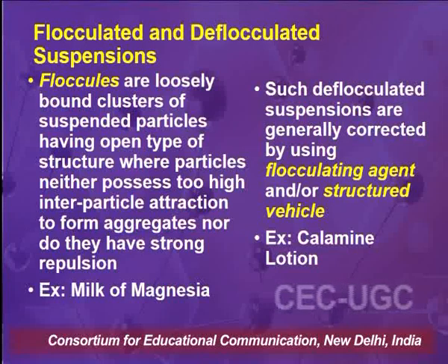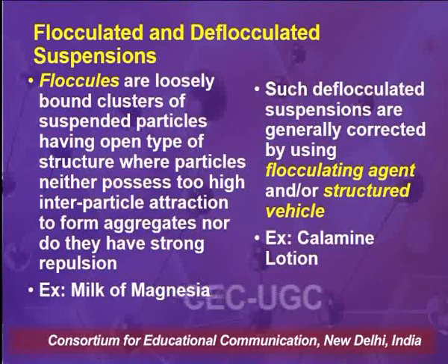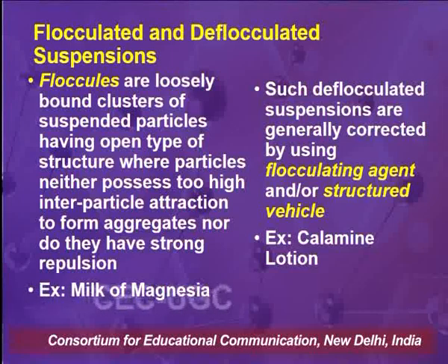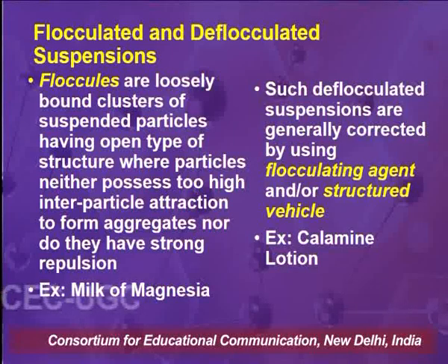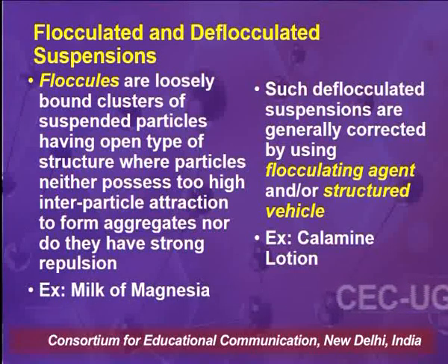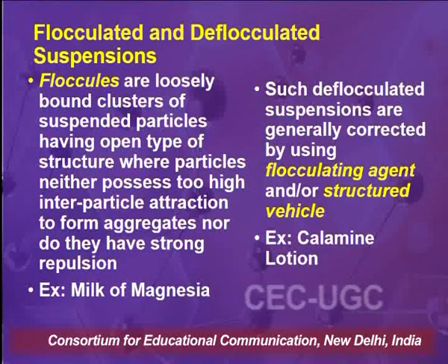In a flocculated suspension, the floccules are loosely bound. So on storage, the dispersed particles come closer to form loose floccules, and they form floccules because they help in making an open type of structure, where the interparticle attraction is comparatively low, and the aggregates formed will not have strong repulsion forces. The best classical example for a flocculated suspension is milk of magnesia.